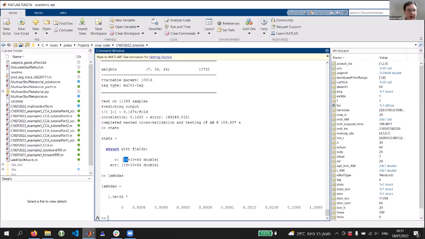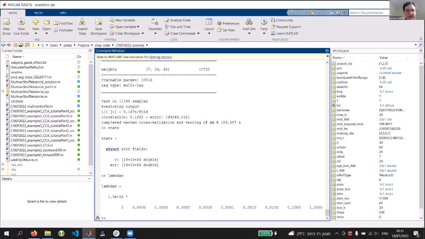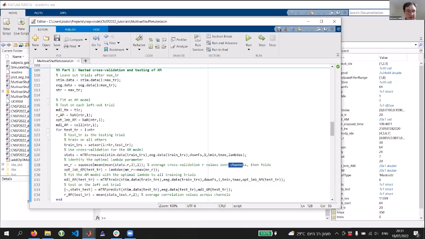So when I figure out what the optimum is, I'm averaging across channels. That was that third dimension here. And then averaging across folds. That's the second mean. And then I find the optimal lambda as the maximum of that. Does that make sense? Cool.